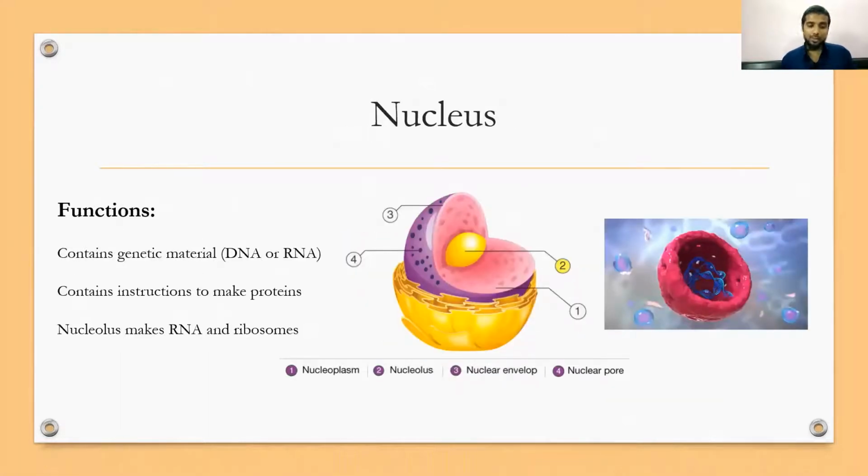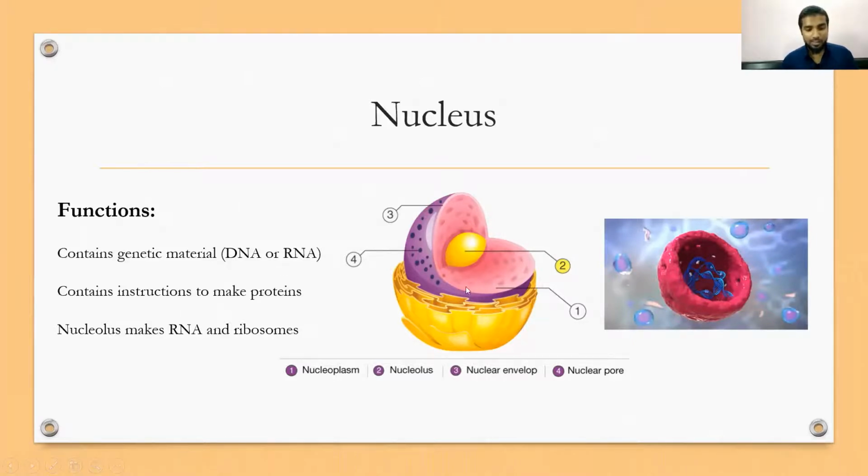Then the last but not the least is the nucleus. The nucleus is the most important part in the cell. It contains genetic material. You can see the structure of a nucleus. This is the endoplasmic reticulum. And this one is the nucleoplasm. The cytoplasm present within the nucleus is called nucleoplasm.